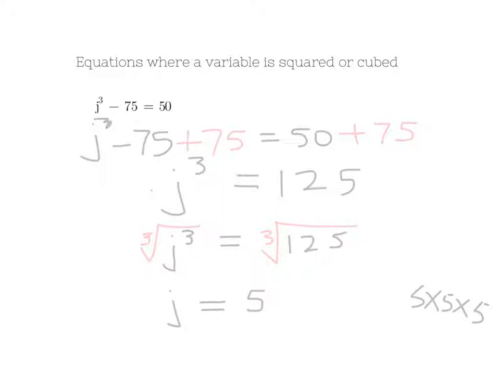We can check that, of course, by putting the 5 back in for j up here. Right? If you did that up here, 5 cubed, that'd be 125. 125 subtract 75. Hey, that brings you back to 50. So that all works out.